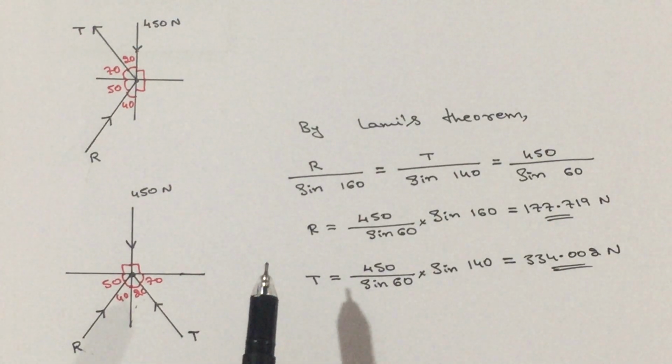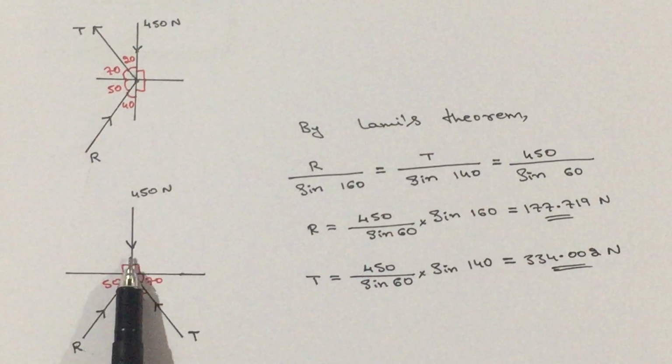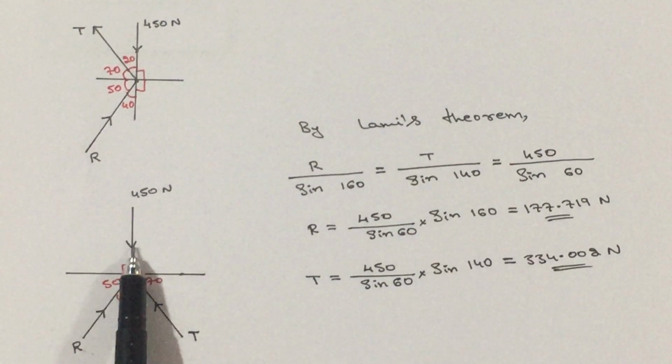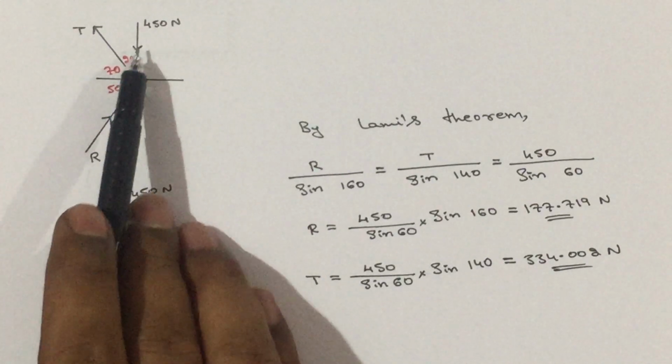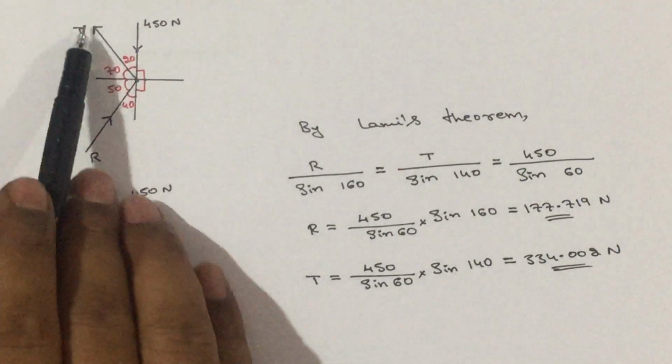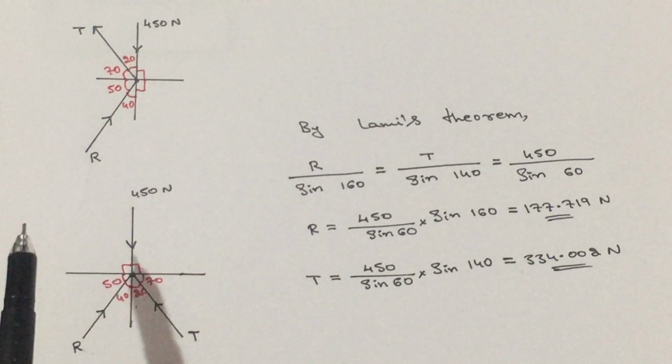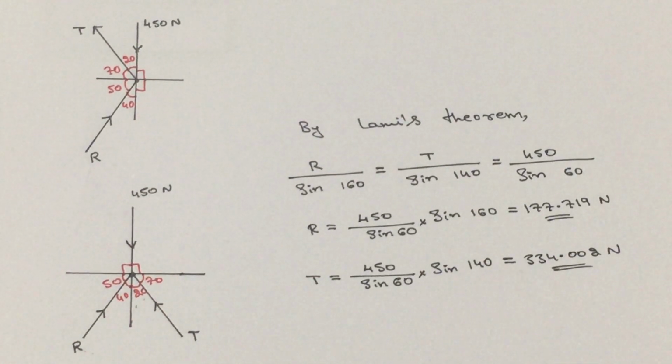From this problem, what we learned is, if you want to apply Lami's theorem, all the 3 forces should act either inwards or outwards. If some of the forces are acting inward and some of the forces are acting outward, we can't apply Lami's theorem. That's all for this problem. Thank you.